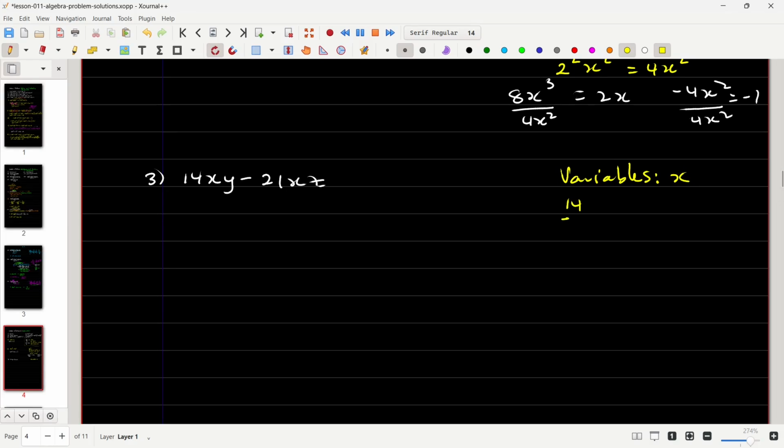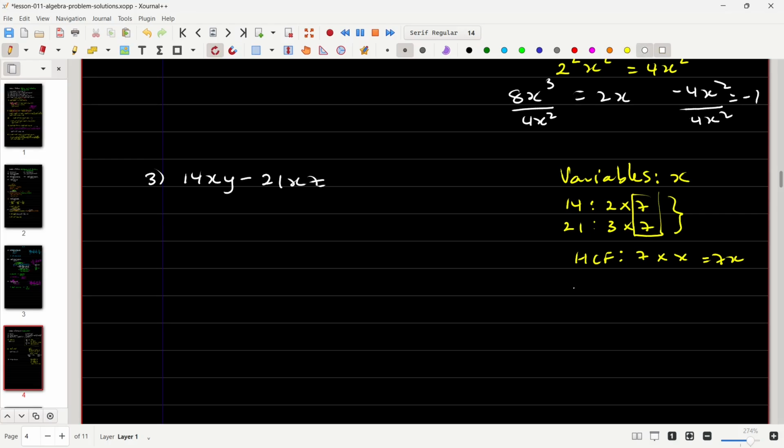Then for 14 and 21, as I said, I like the prime factorization. So we'll go with 2 times 7, and then this here would be 3 times 7. Notice that we only have 7 in common. So the HCF is going to be 7 times x, which is 7x.